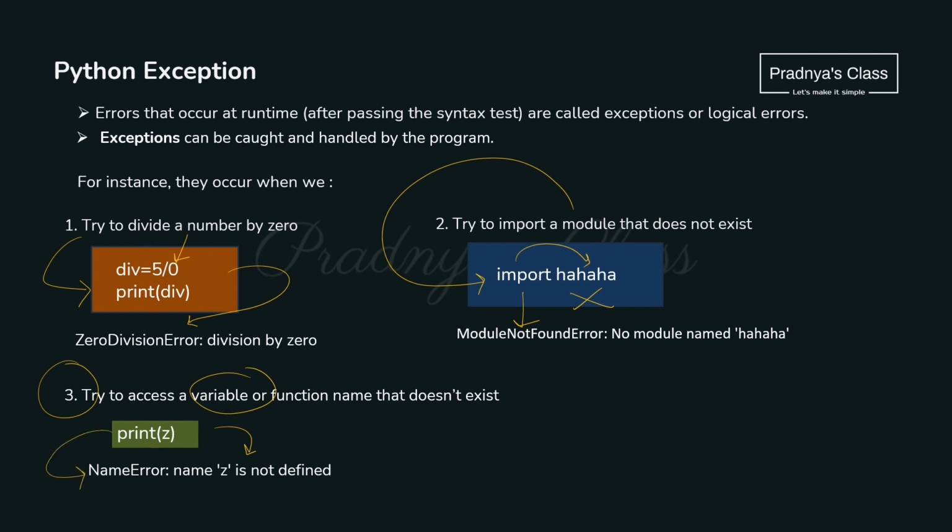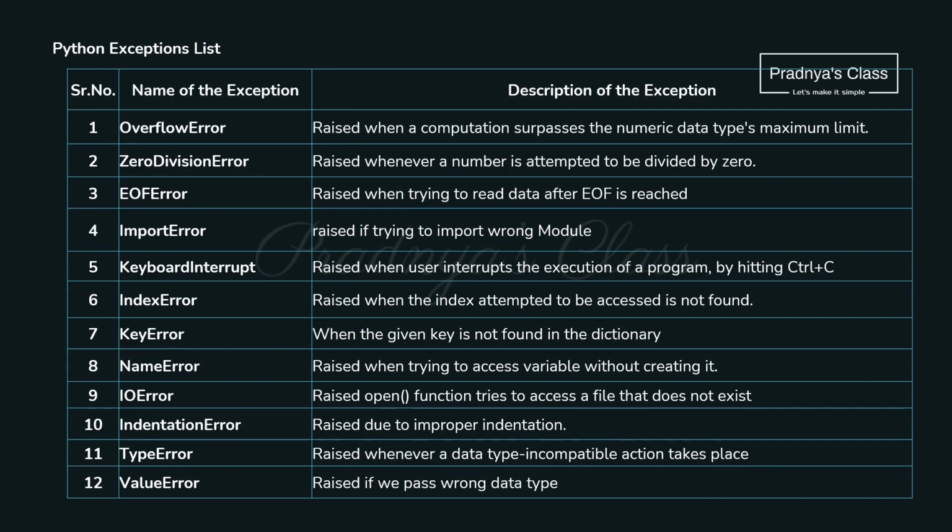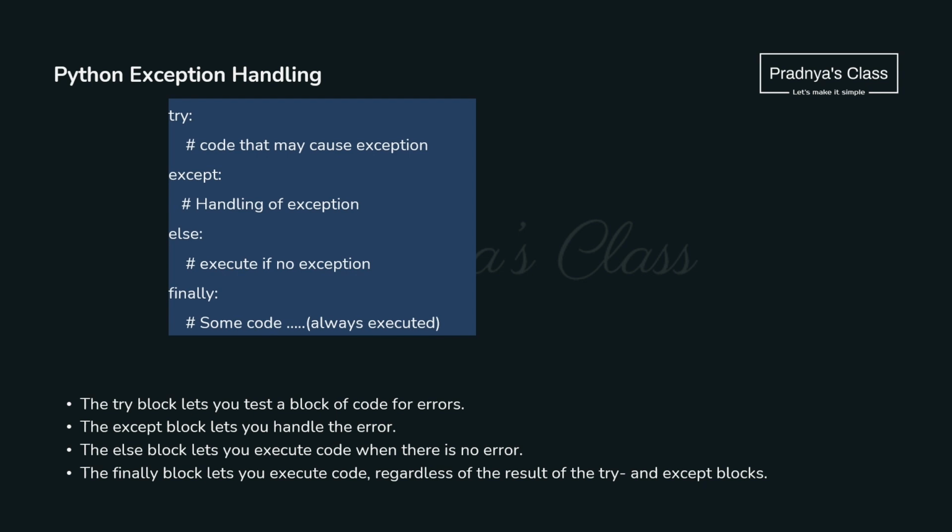So there are different types of exceptions. Here is the list of the exceptions. Out of these we saw examples of ZeroDivisionError, ImportError and NameError. We understood that we will get exceptions, but how do we handle them? For that we will be using the concept of exception handling. Here is the try except block with the help of which we will be handling the exception.